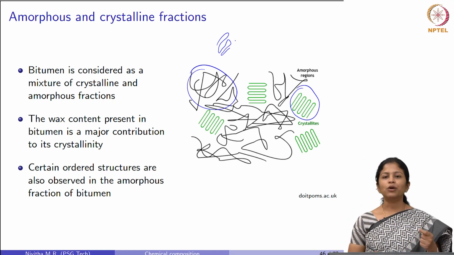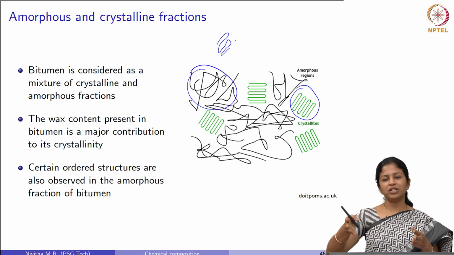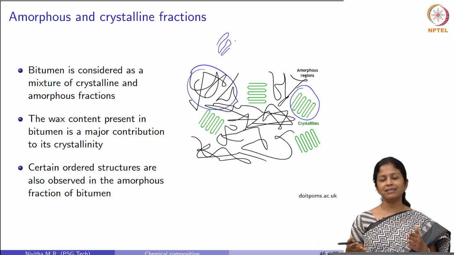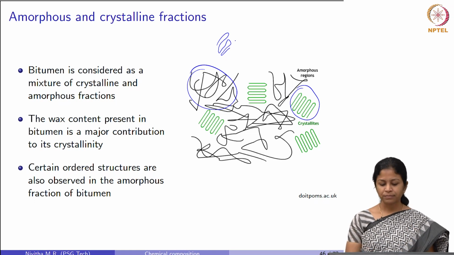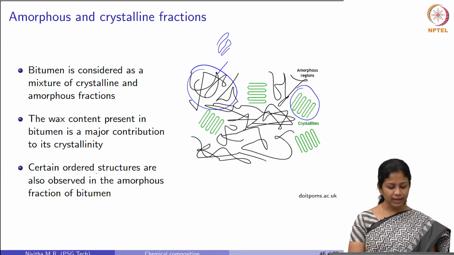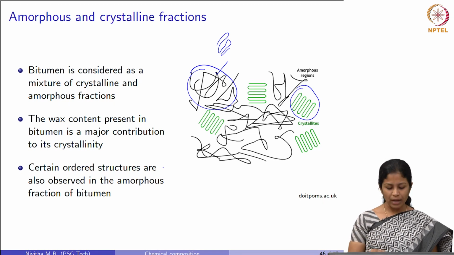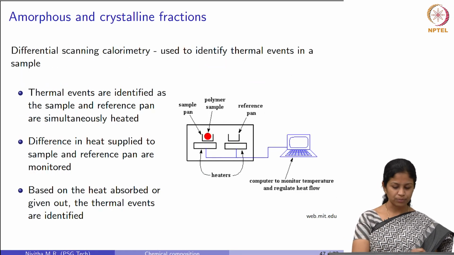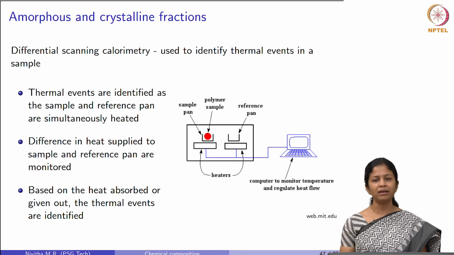In bitumen, the wax content which is present in bitumen contributes to the crystalline fraction. Most of the linear long chain compounds, these alkanes and paraffins, constitute the crystalline fraction of bitumen, whereas the aromatic fraction is mostly present in amorphous form. And like I said, there are certain ordered structures which can be observed in amorphous fractions also. So, how were these amorphous and crystalline fractions identified in bitumen?